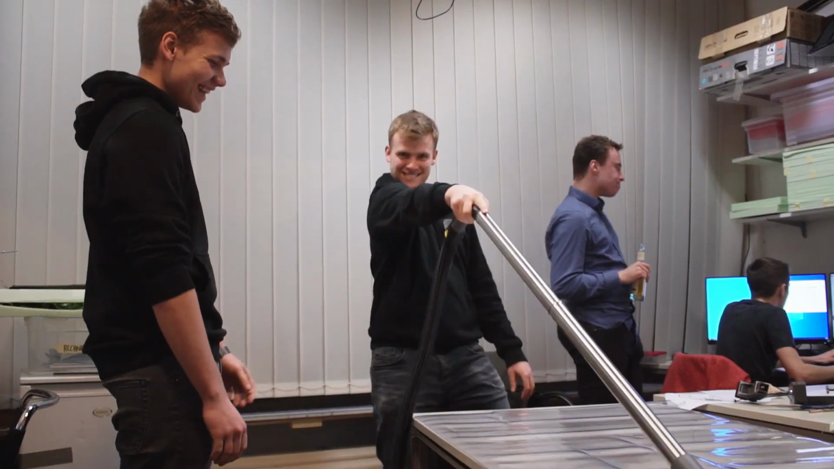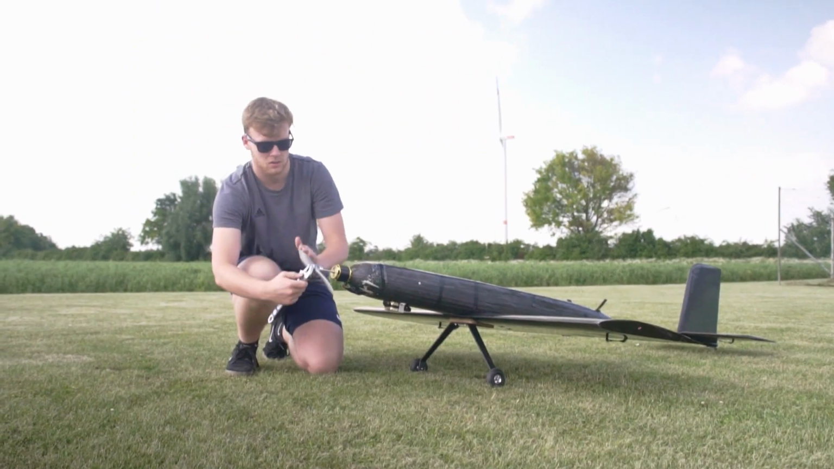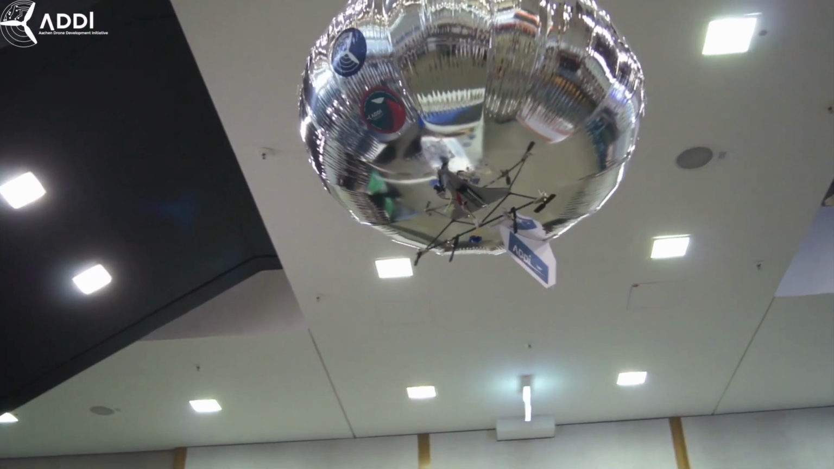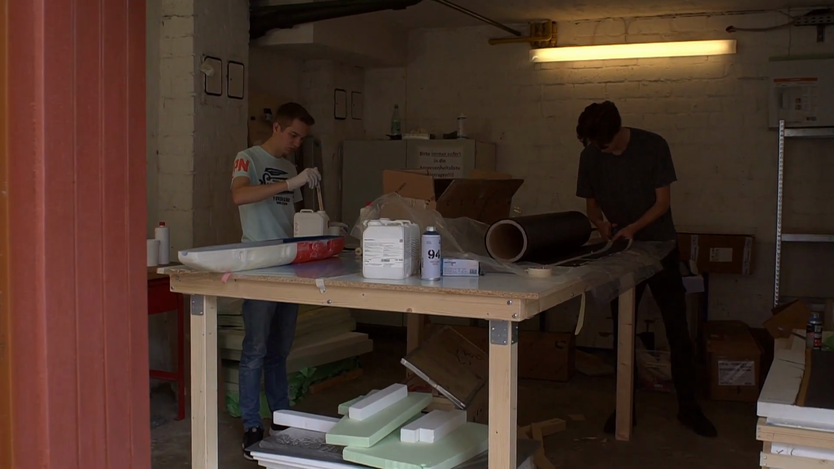Here we develop and build a wide range of UAVs like model planes, autonomous multicopter and airships. A short walk away we have our composite materials workshop. Here's where many structural carbon and glass fiber components of our aircraft were built.